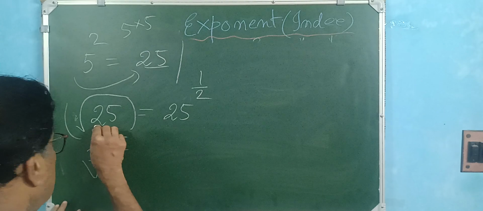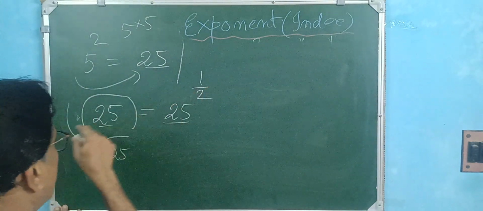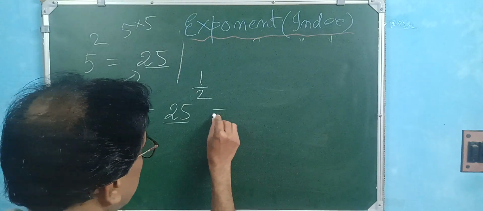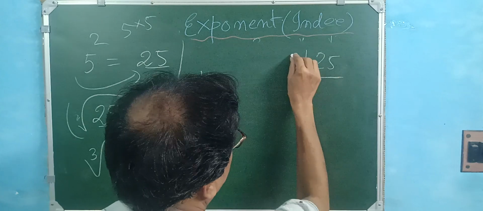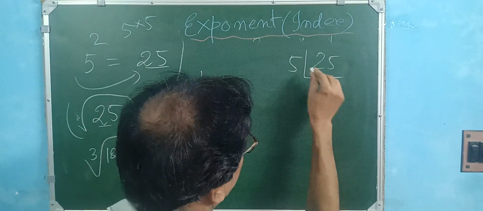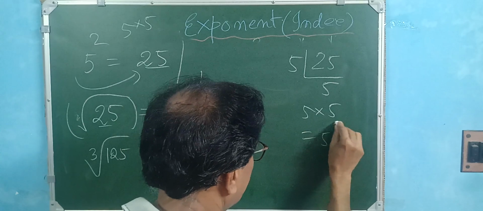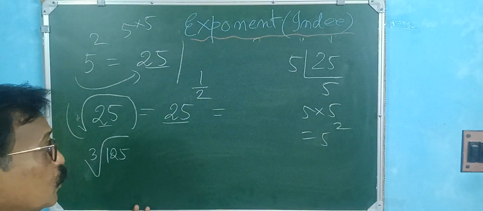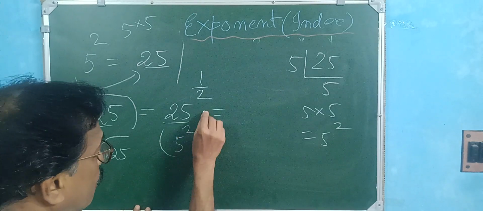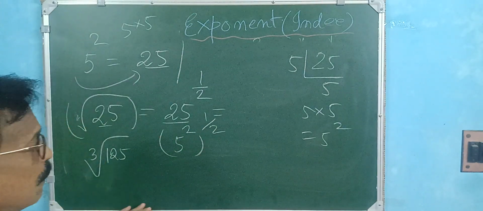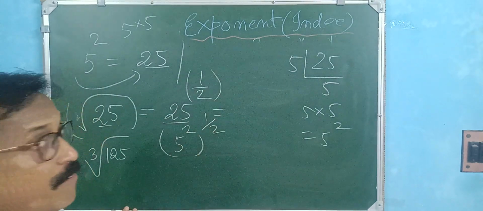Now, this is 25. And if this is the root, there is always 1 by 2. Now, what is this? 5 square, you know, in case of factors. So 5 into 5, that means 5 square. Clear? So you write here 25 means 5 square and the power is half. So what is the base? Base is 25 and the power or index is half.